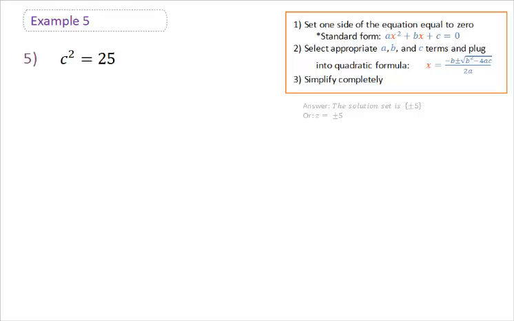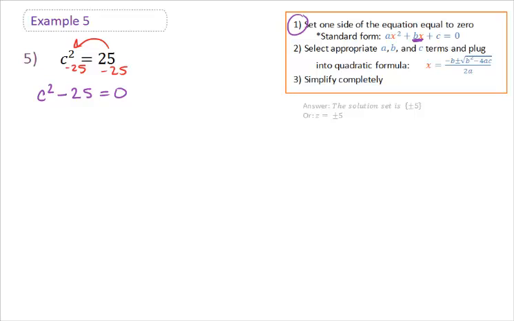So first thing that we need to do here is set this equation equal to 0. So I need to move my 25 to the other side. So I have c squared minus 25 equals 0. Now this doesn't officially look like standard form because we're missing a term. We're missing our middle term here. But that's okay. It's still technically in standard form.